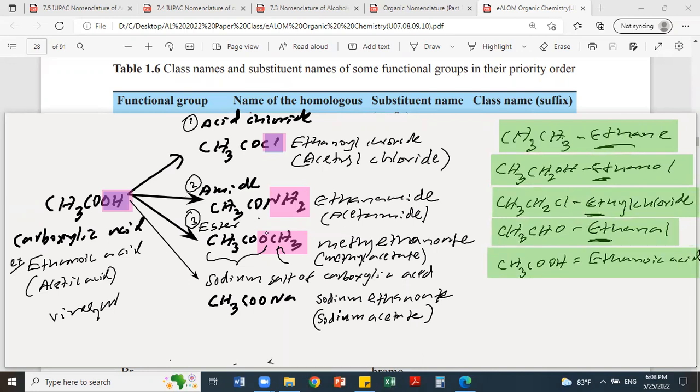Then you can write CH3CONH2. So this is called ethanamide. Or we can write this way also, wait, ethylamine. So I'll write here CH3CH2NH2. So that is called ethylamine, or we call it ethanamine.